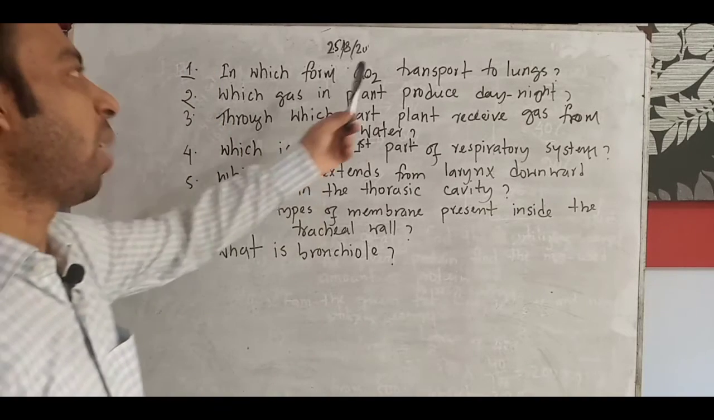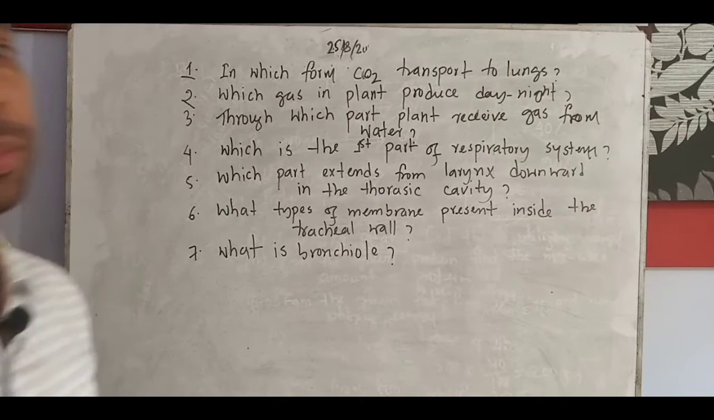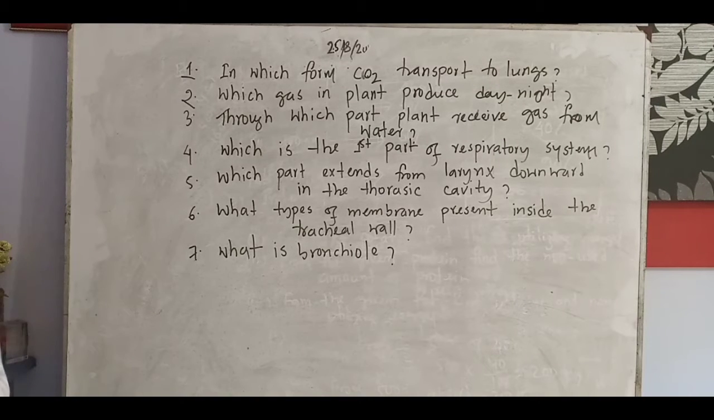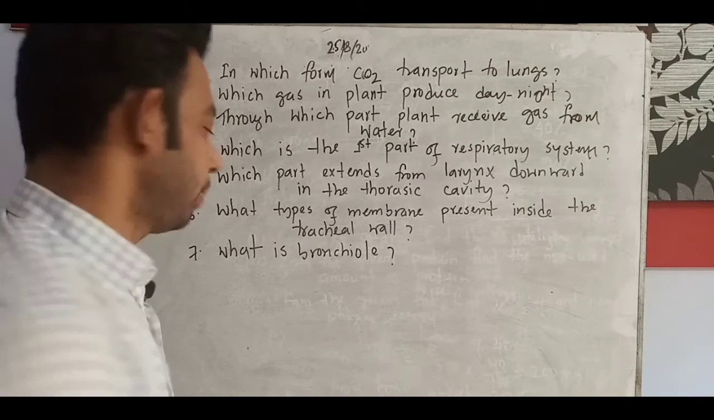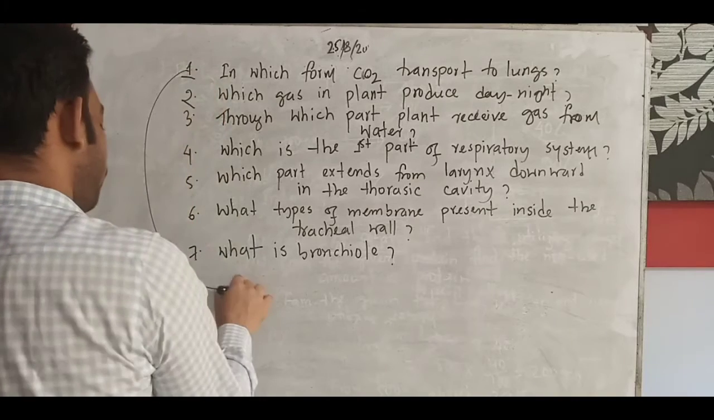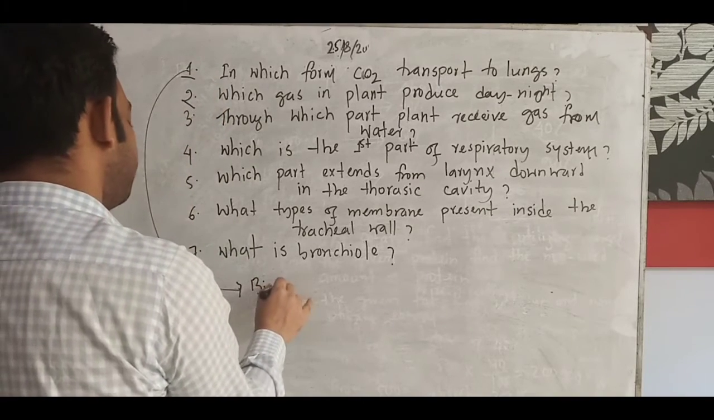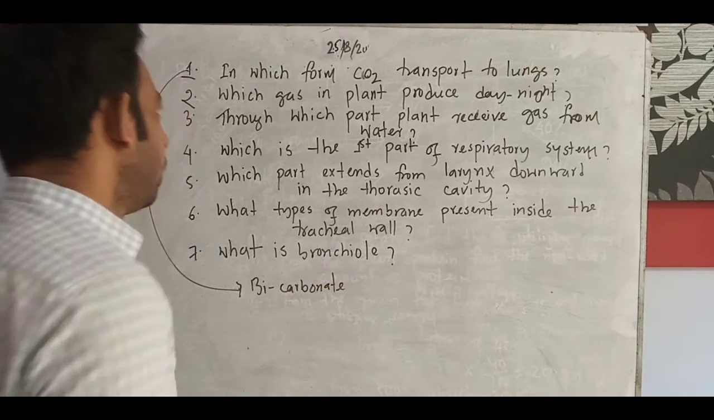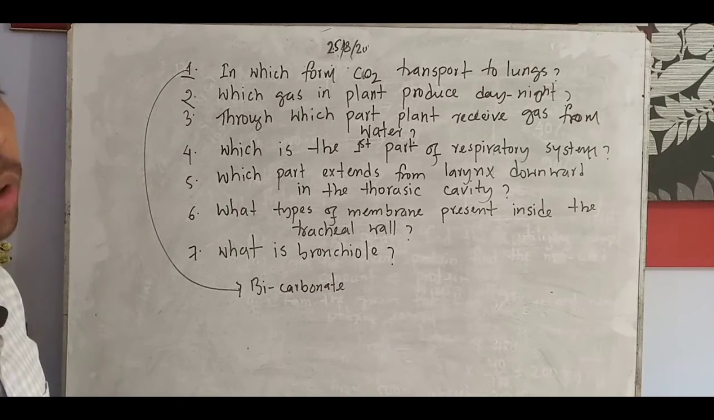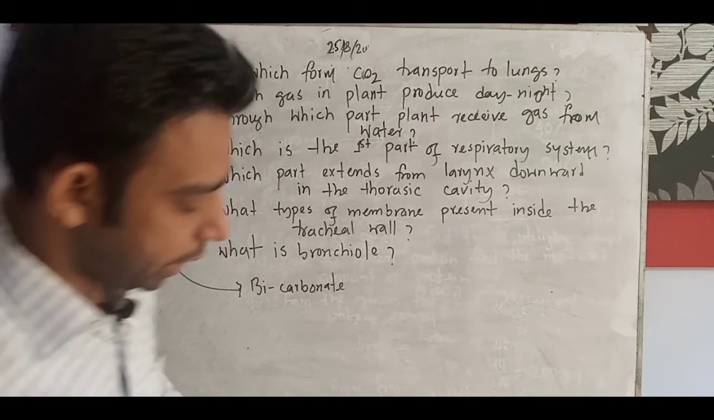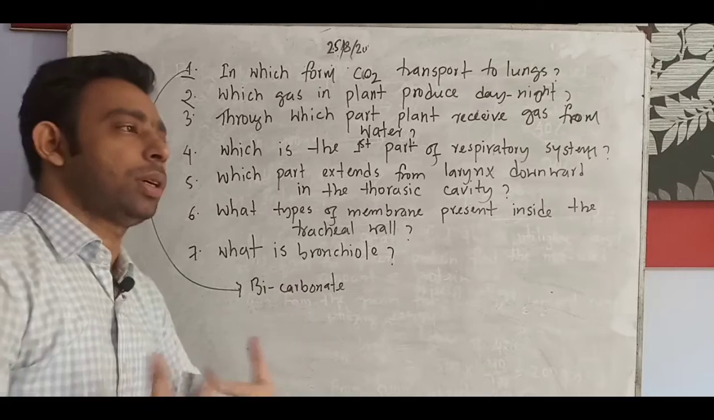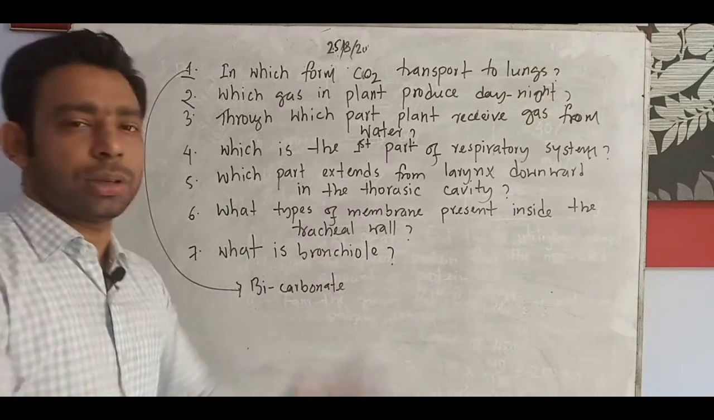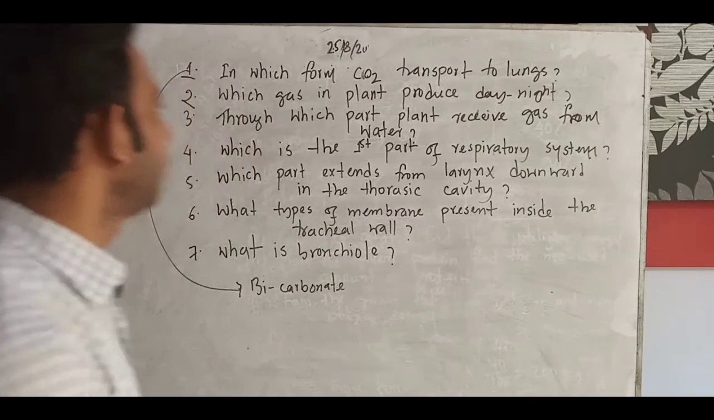In which form carbon dioxide transport to lungs? We know the answer, but it is very important. Bicarbonate form. Bicarbonate form, the carbon dioxide transport to the lungs. Carbon dioxide cannot be transported directly to the lungs. Not directly carbon dioxide, no, bicarbonate form.